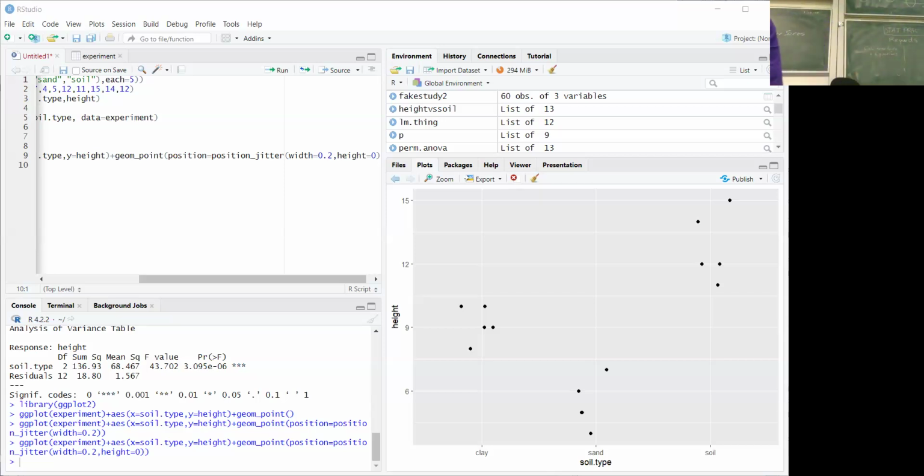So our big question that ANOVA answered was, does the category make a difference to the number outcome?